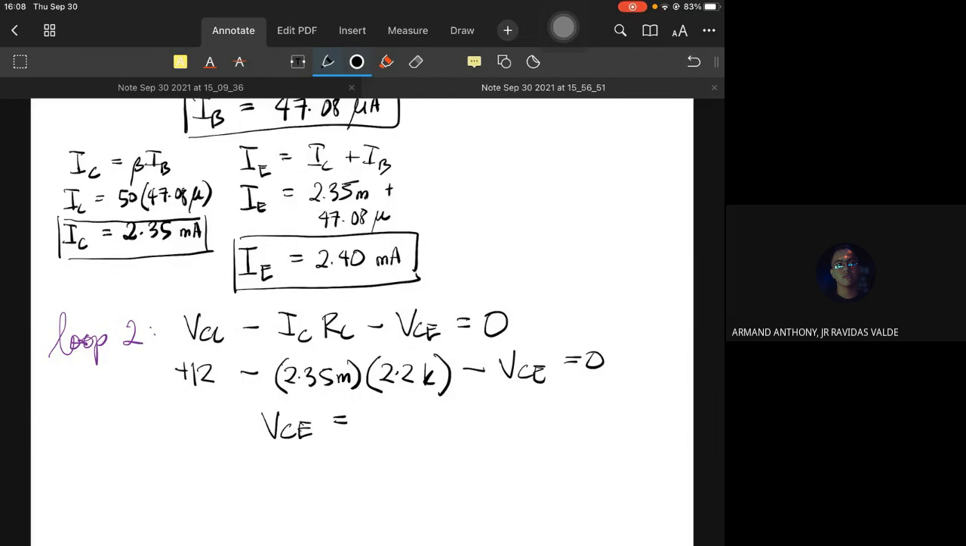Therefore, VCE is equal to 6.82. If we differ in decimal places, it might just be rounding off. That's okay, no problem. So that's the final answer.